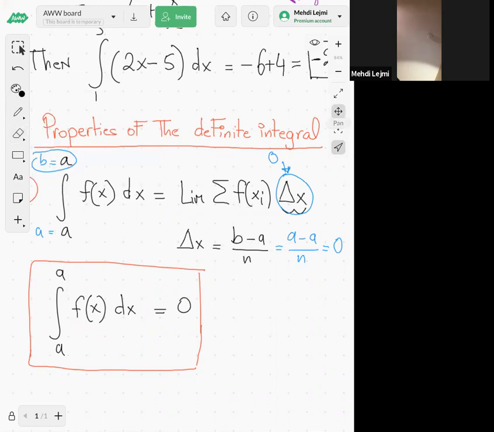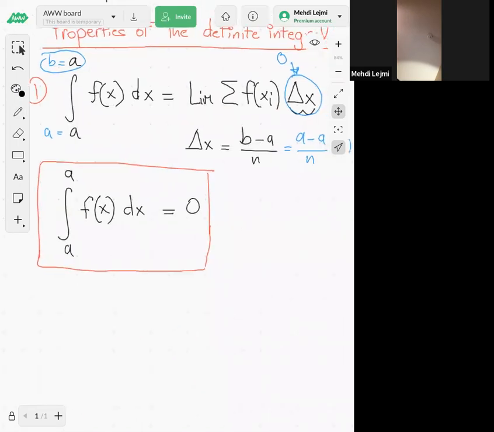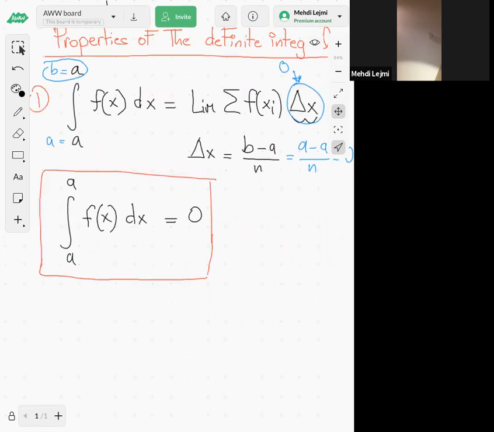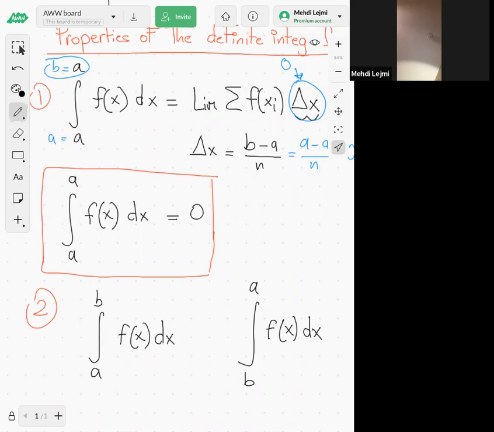Now, another property is if you compare the integral from a to b to the integral from b to a. So, property number two. Let's say I have the integral from a to b of f of x dx, and on the other hand I want to compare this definite integral with the integral from b to a of f of x dx. So what would be the relation between the two integrals?